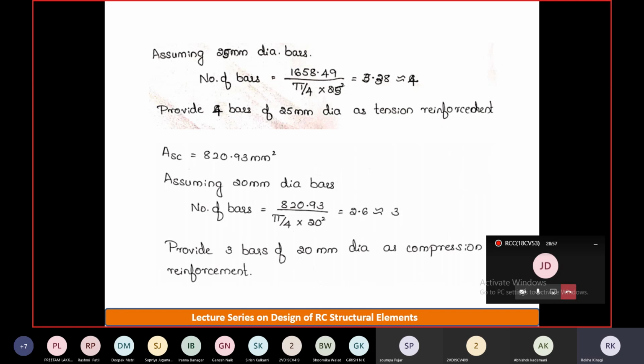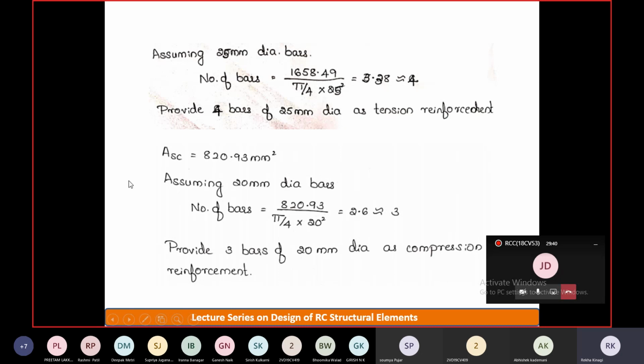So if we are using 25 mm diameter bar, number of bars is equal to the AST required divided by the cross sectional area of 1 bar, that is 3.38 bars. So 3.38 bars we cannot provide, so we'll go with the next round figure, that is 4 number of bars. So provide 4 bars of 25 mm diameter as tension reinforcement.